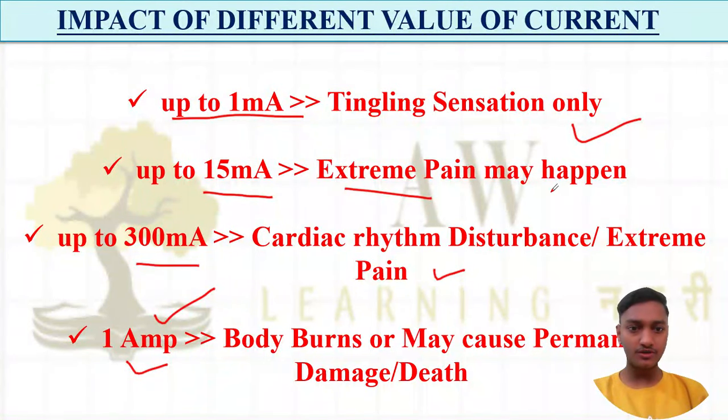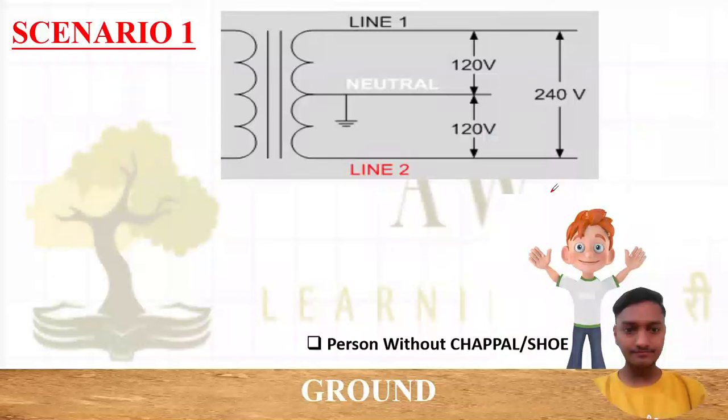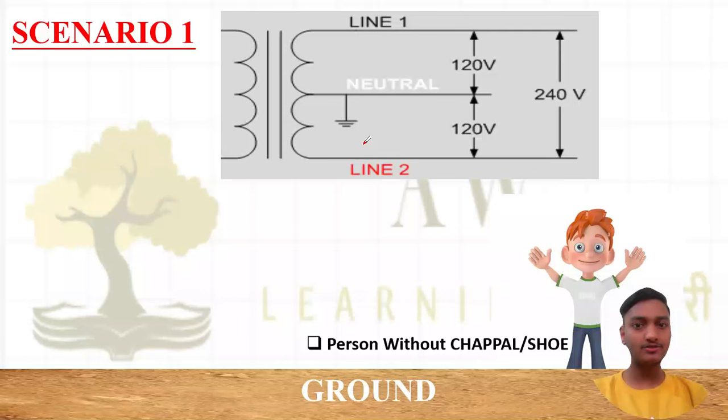So let's move forward. Now scenario 1. We will see some different scenarios: when the shock will happen and when it will not happen, what value of current may flow through our body, and what precautions we can take.